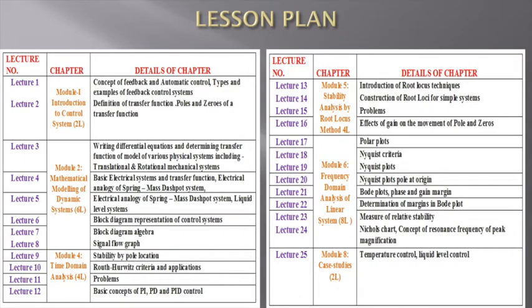In this subject, we have divided our course into 8 modules, and depending on the topic contents, each module again has been divided into a few lectures. Finally, I have planned to complete the course of Control System 1 in 25 lectures.